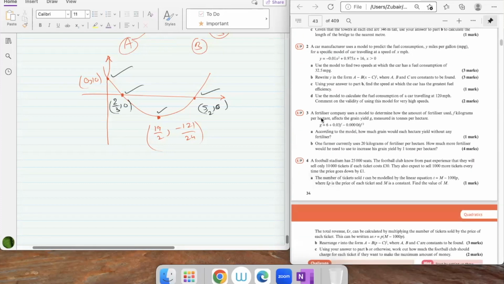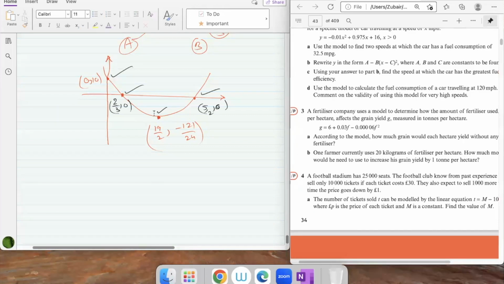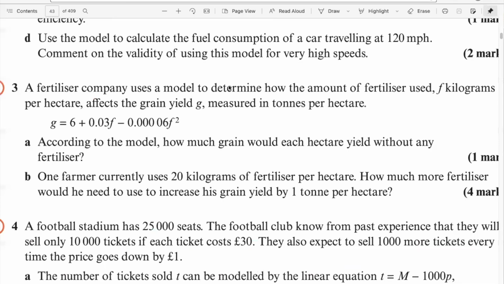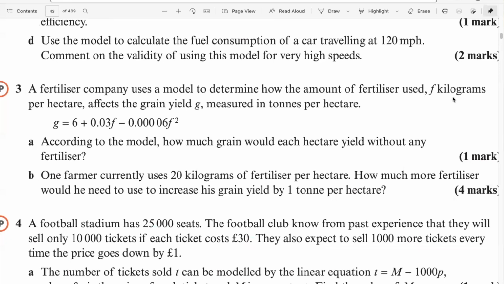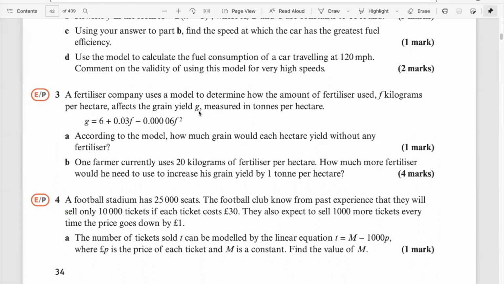This is question C. The fertilizer company. A fertilizer company uses a model to determine how the amount of fertilizer used, F kilograms per hectare, affects the grain yield, that is G, measured in tons per hectare. According to the model, how much grain would each hectare yield without any fertilizer?